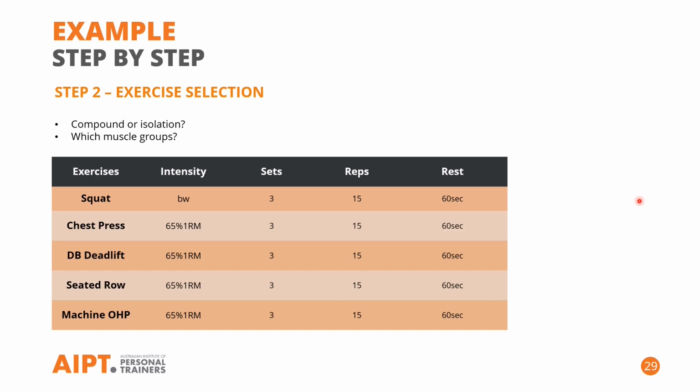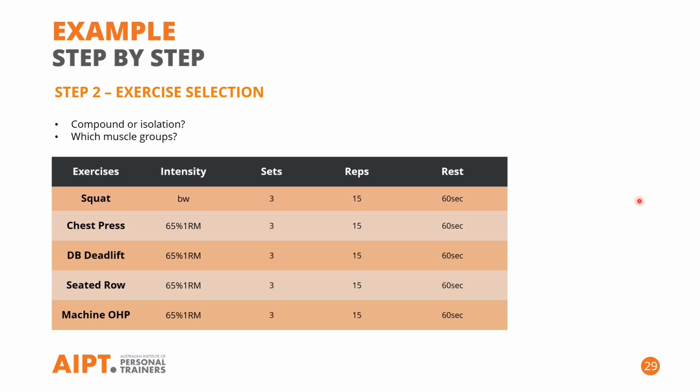But we're not doing any overhead movements at the moment. So for that reason, I've chosen the machine overhead press. Now, overhead movements are generally something people don't pick up as well as other movements. So we've got the machine version to help control the motion, get them used to pushing overhead. And over time, you could look at progressing that into a free weight version, whether that's dumbbell or barbell overhead press.